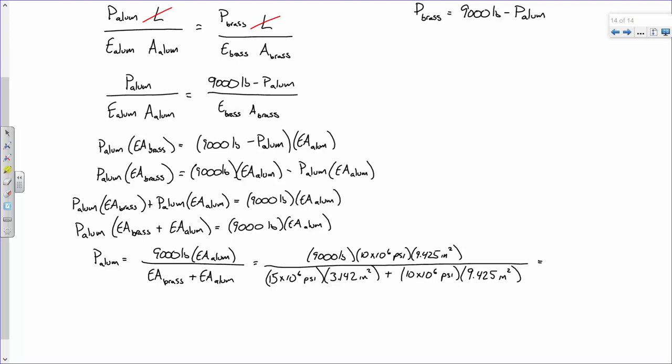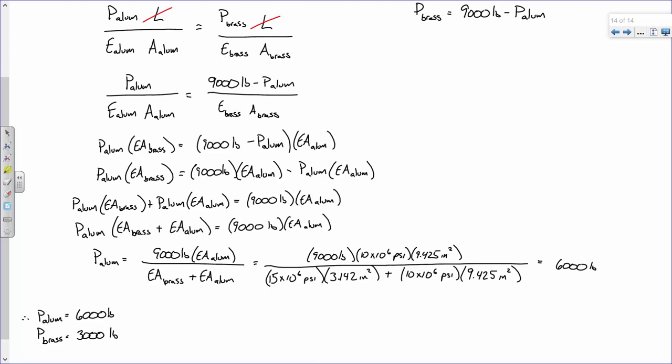All right. 6,000. So therefore, if the force in the aluminum is 6,000 pounds, what's the force in the brass? Help me out. It's 3,000, right? Because we knew that they added up to be 9,000 pounds. Pretty slick, isn't it? Okay.